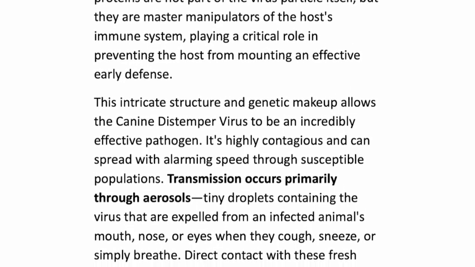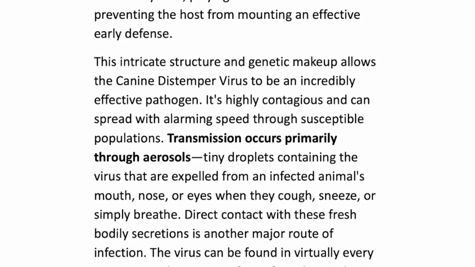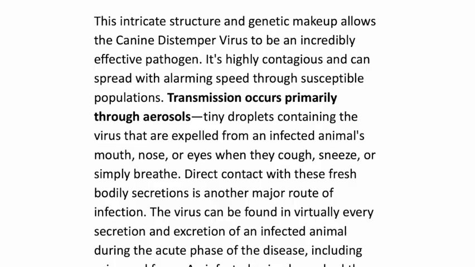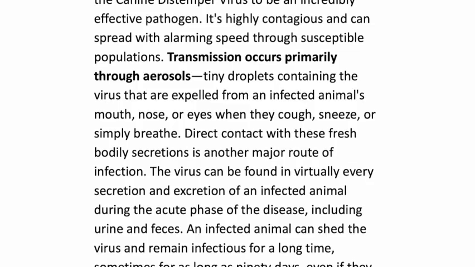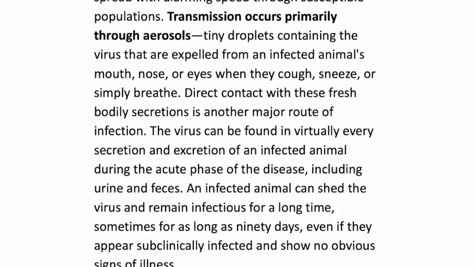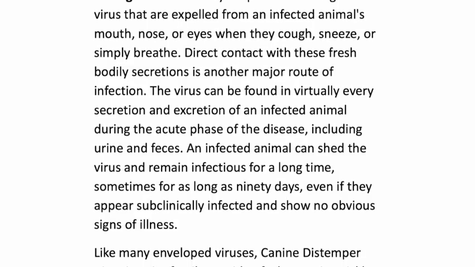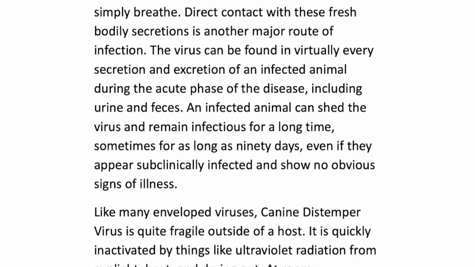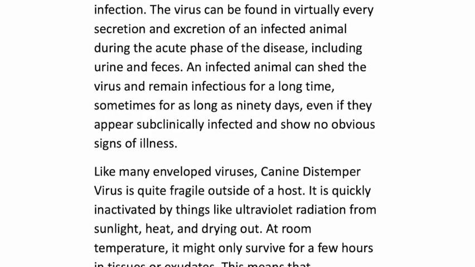It's highly contagious and can spread with alarming speed through susceptible populations. Transmission occurs primarily through aerosols, tiny droplets containing the virus that are expelled from an infected animal's mouth, nose, or eyes when they cough, sneeze, or simply breathe. Direct contact with these fresh bodily secretions is another major route of infection. The virus can be found in virtually every secretion and excretion of an infected animal during the acute phase of the disease, including urine and feces. An infected animal can shed the virus and remain infectious for a long time, sometimes for as long as 90 days, even if they appear subclinically infected and show no obvious signs of illness.